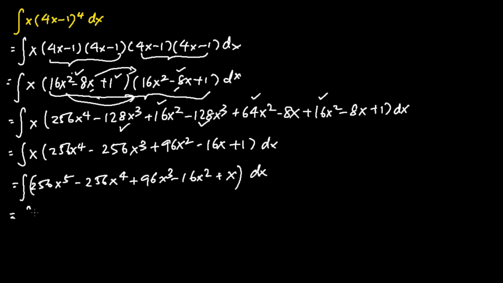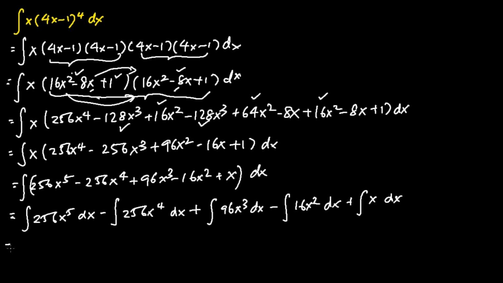Then we split the terms up in such a way that each has an individual integral. And now we can evaluate each integral. The integral of 256x to the power of 5 is basically just 256x to the power of 6 over 6. For the second integral, the integral of 256x to the power of 4 is 256x to the power of 5 over 5. Plus the third term, 96x cubed dx.